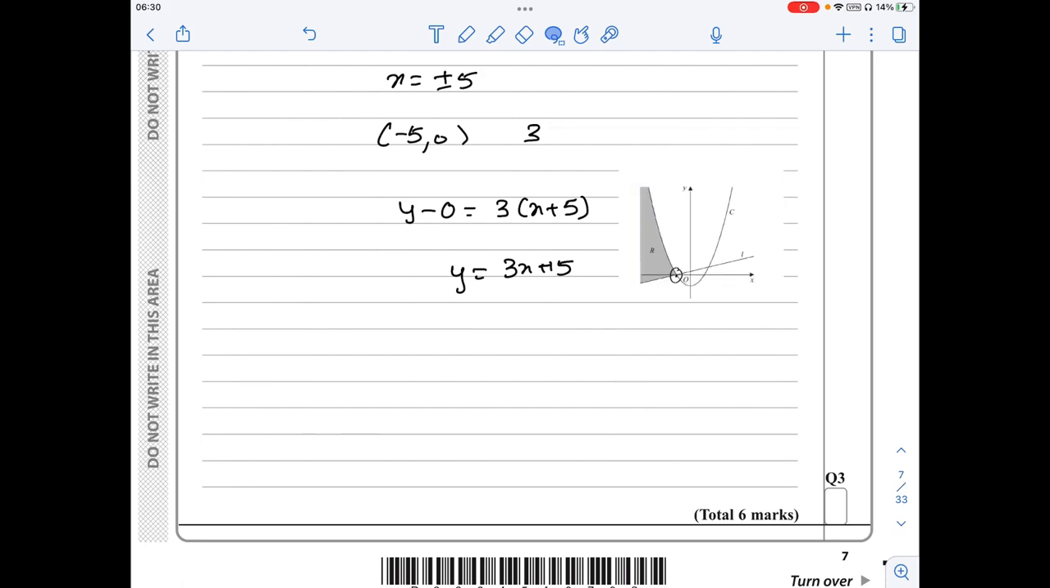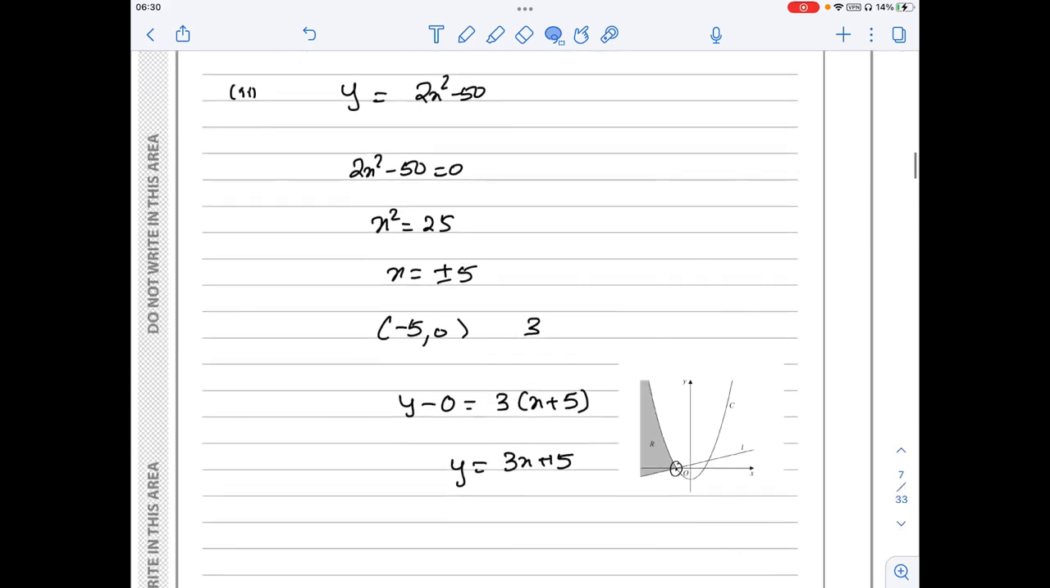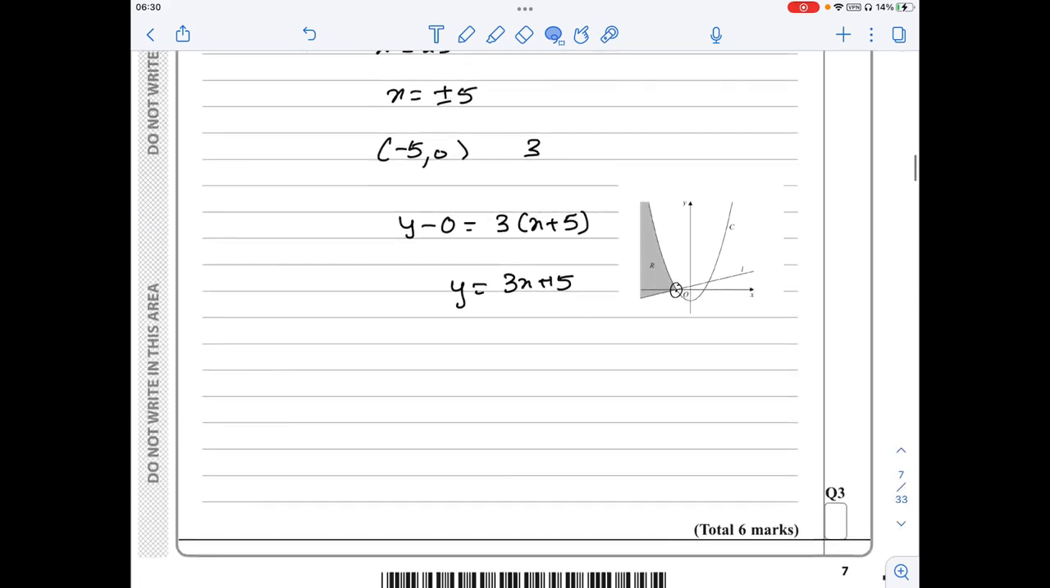We can see that. So how many marks question is that? It is going to be a 3 marks question. So we will try to write out 3 inequalities. The first one is nothing but what, it is on the left side of the curve. So y is less than 2x squared minus 50.